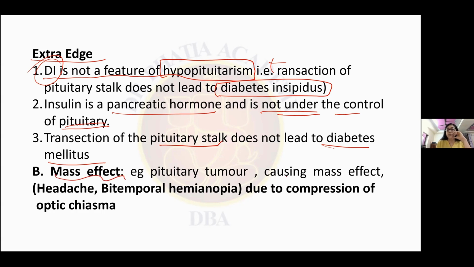Mass effects, yes, pituitary tumor causing mass effect, we just read, commonly headaches, bitemporal hemianopia, because of the compression of the chiasma.